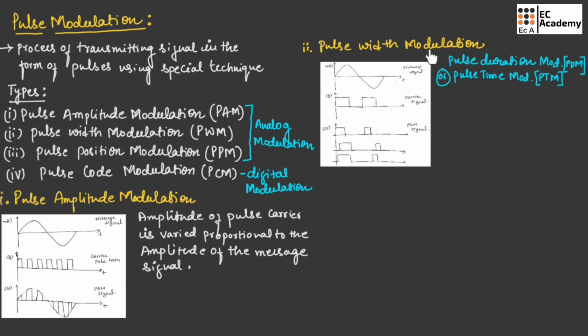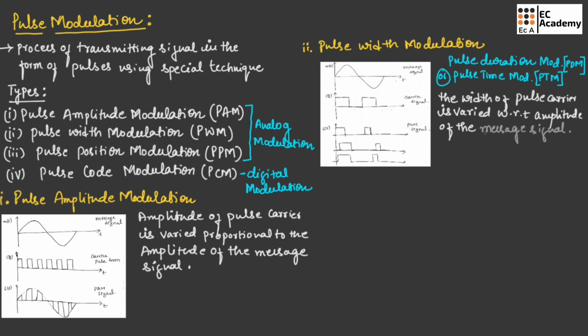The pulse width modulation is also an analog modulation scheme in which the width of pulse carrier is varied with respect to the instantaneous amplitude of the message signal.